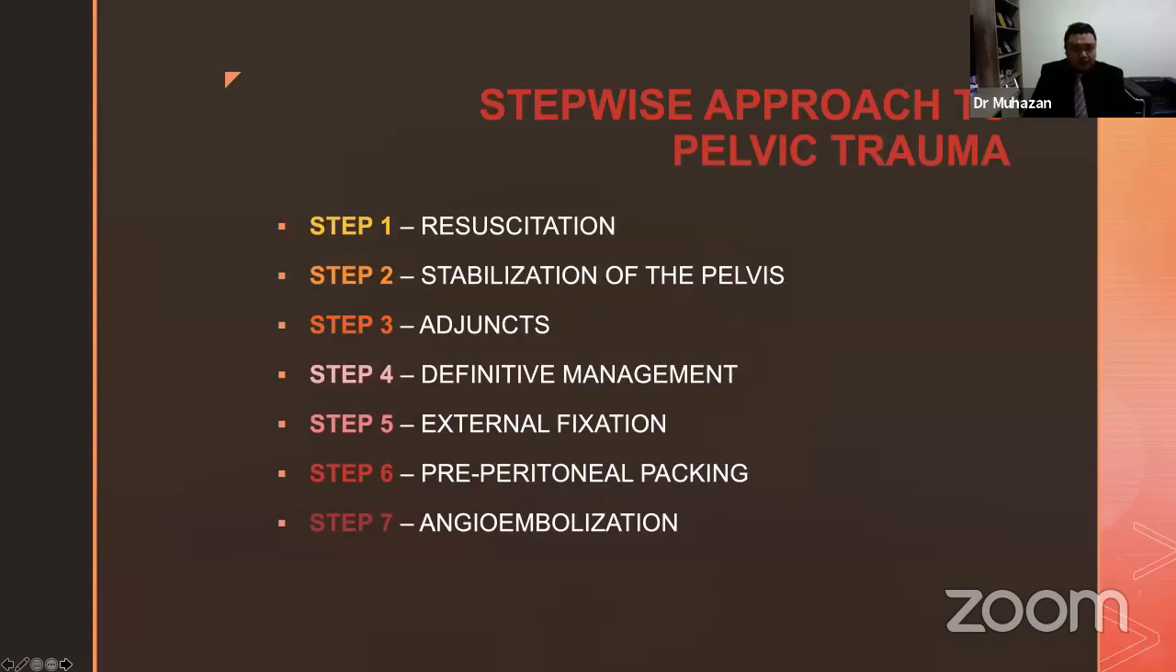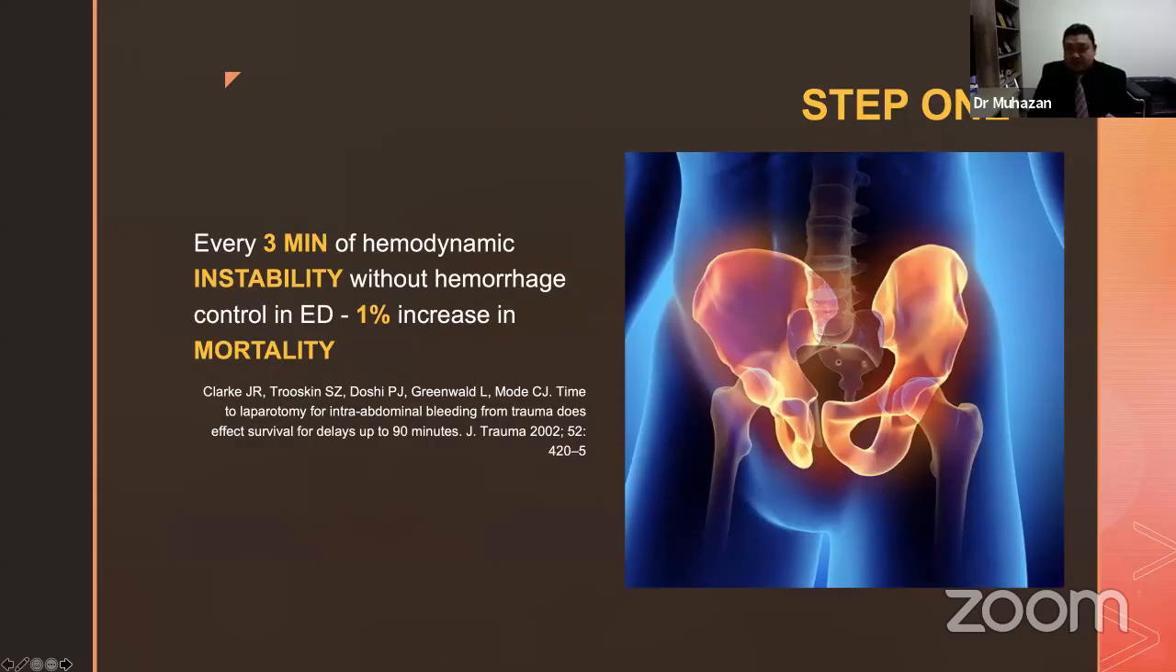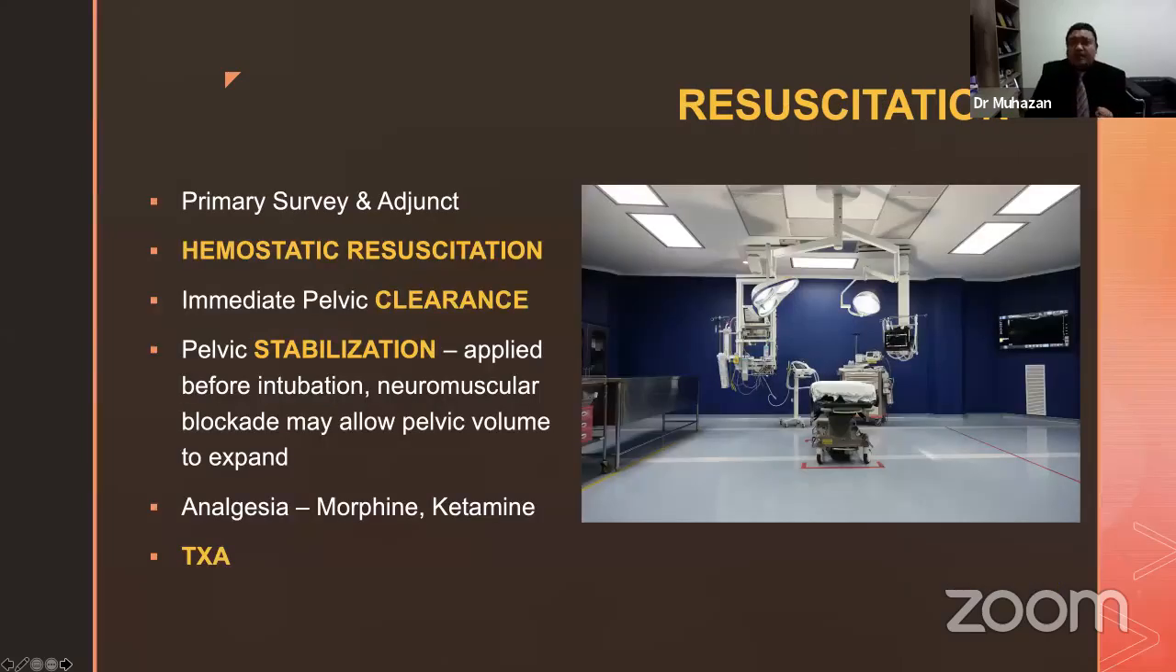All right, so we go to the second part of this talk where I'm going to go through the 7-step approach in approaching a pelvic trauma. For your information, every 3 minutes of instability without proper hemorrhage control increases mortality rate by 1%. So the first step is resuscitate. Do your primary survey and your adjuncts. Please hold on to hemostatic resuscitation principles. Immediately clear the pelvis clinically and radiologically.